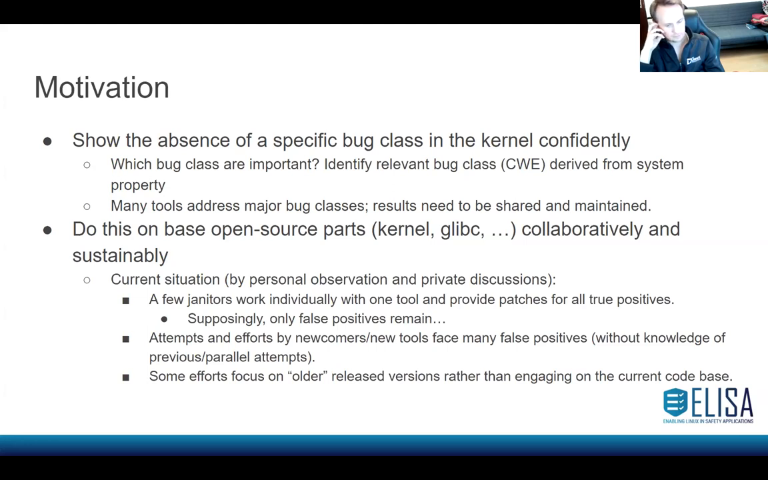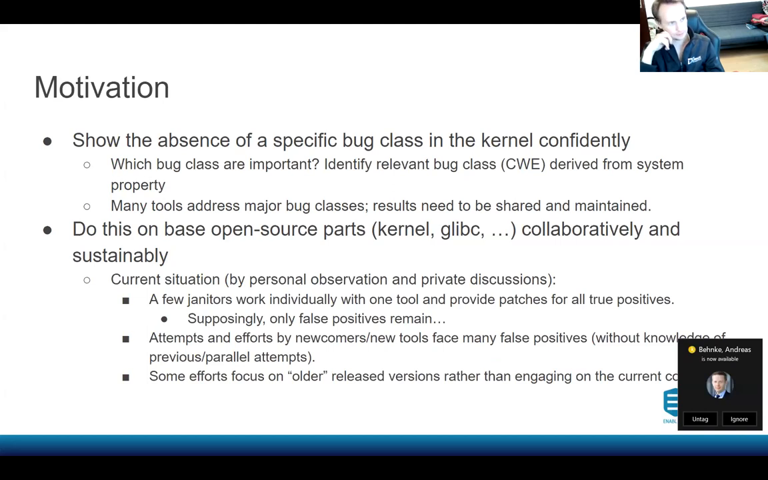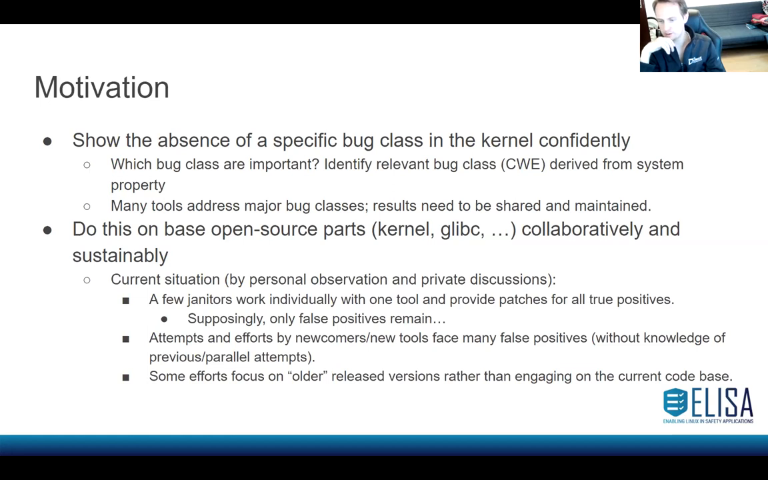One thing is that you can find a number of people in the kernel community who use static analysis tools, look at the results, and provide patches for all true positives. By doing that year over year, supposedly only false positives remain, modulo the mistakes they overlooked, right? Now if someone new comes into this community, or someone with a new tool runs it on this source base, you'll find many false positives, because all the previous and parallel attempts have found all the true positives, and you don't know about their findings already.